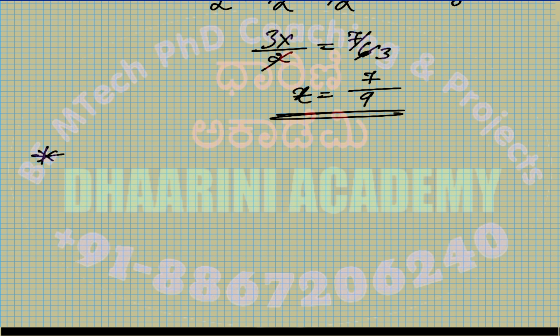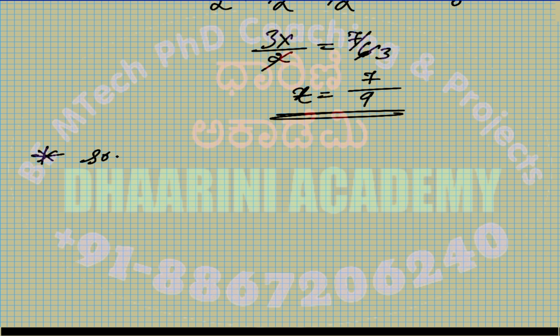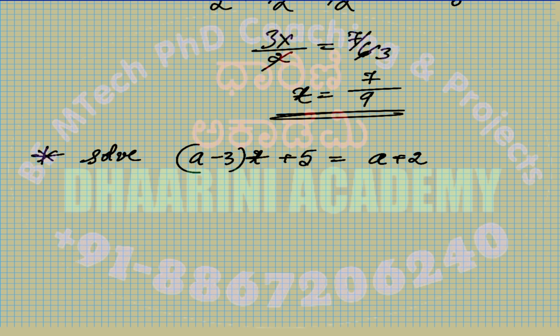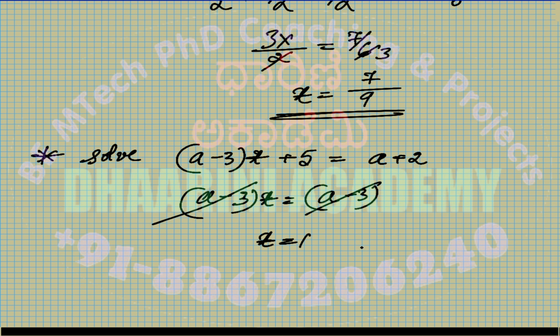Alright, moving further. I want to solve a minus 3 times x plus 5 is equal to a plus 2. I move the constant to the other side first. So this is a minus 3 into x is equal to a plus 2 minus 5, so a minus 3. You can see a minus 3 cancels, so x is equal to 1 is the required answer.